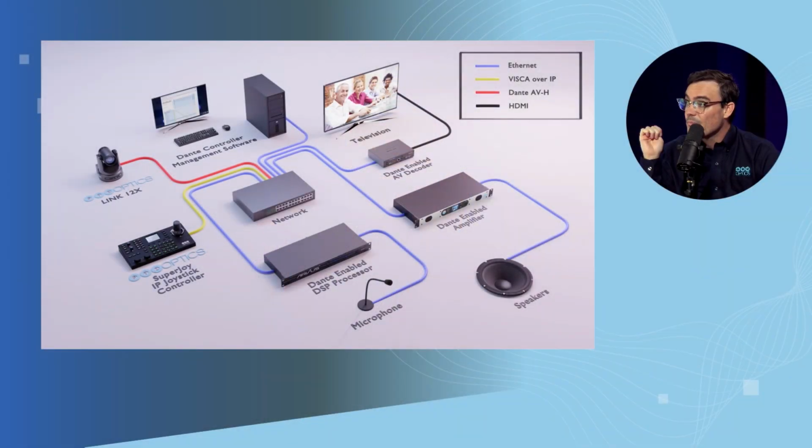I told you guys about that earlier, the Dante-enabled DSP processor. What that does is it'll take multiple microphones and really make sure that they sound good and process the audio from the microphones. We've also, and Mike, I don't know if you want to show this diagram as I explain it, we've got a Dante-enabled amplifier as well. So we've got our amplifier here and speakers.